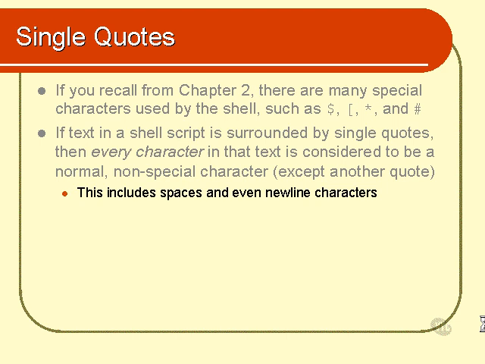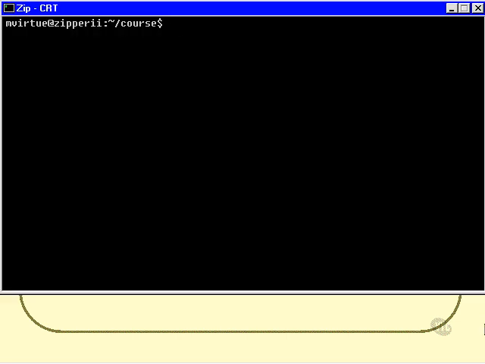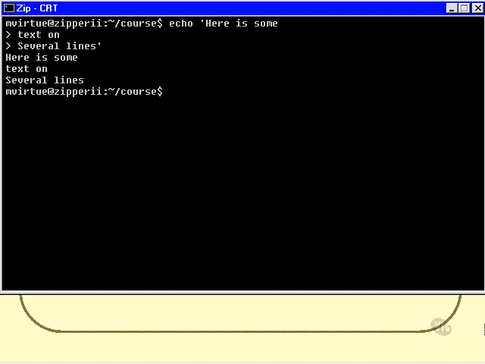I'll just do that quickly. So here's the example, echo and then single quote. Here is some, and then I'll press enter. And now look, I get a little angle bracket, which is sort of a second prompt. It's not my original prompt, but it is a prompt of some description. And I'll type in text on several lines. And let's see what we get. And we actually get it echoed out on 3 separate lines. So that is indeed possible to do.